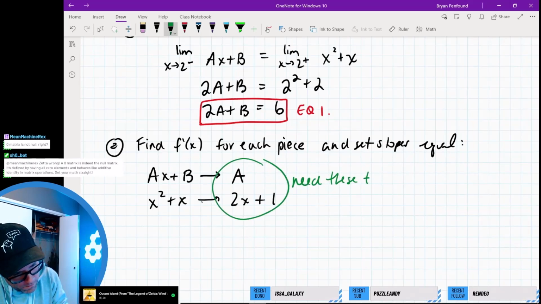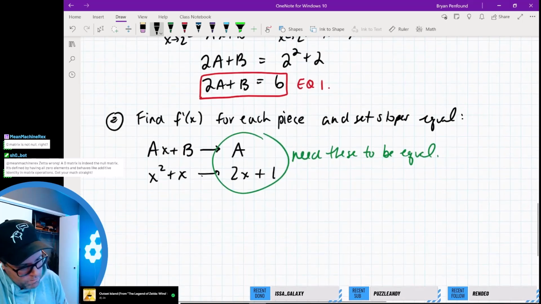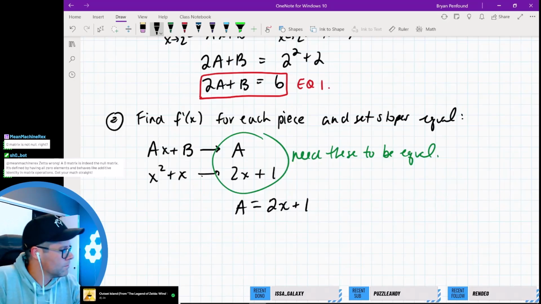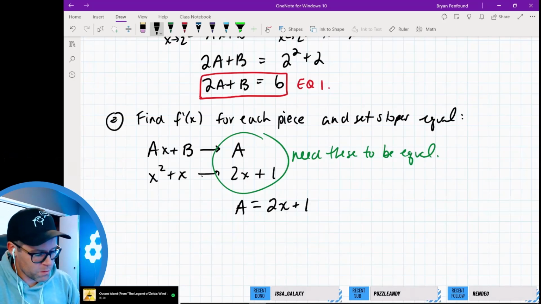Zeta wrong. A zero matrix is indeed the null matrix. It's defined by having all 0 elements and behaves like additive identity in matrix operations. Get your math straight. I would consider the zero matrix and the null matrix the same. So I feel like I would agree with Shou in this particular case.